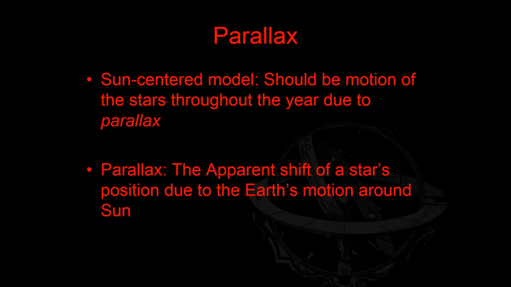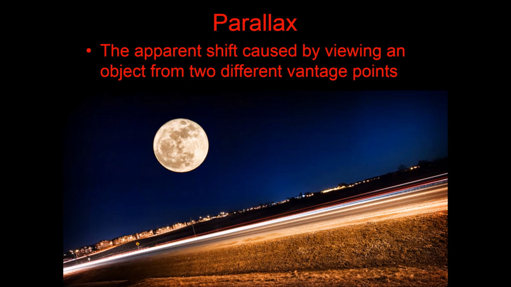So in the sun-centered model, this means the Earth is moving great distances around the sun. As the Earth moves around the Sun, you should view the stars from a slightly different point at every point in your orbit. Consequently, we should see the stars move a little bit in the sky due to this motion of the Earth, and that's what we mean by parallax: the apparent shift of a star's position due to the Earth's motion around the Sun.